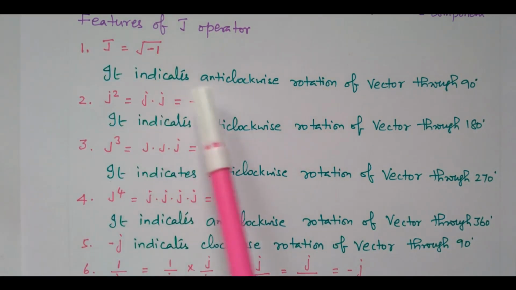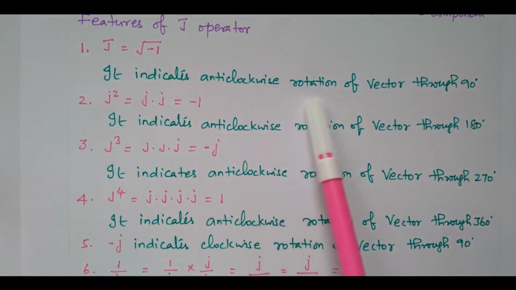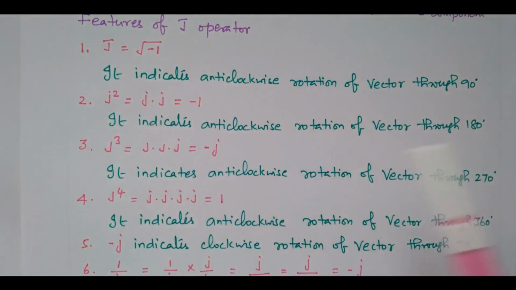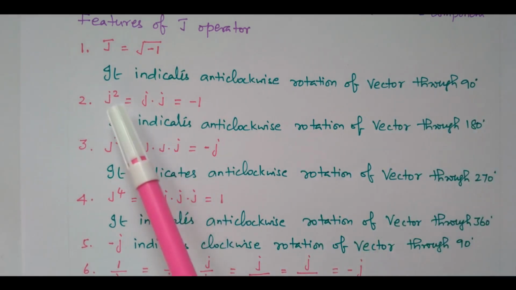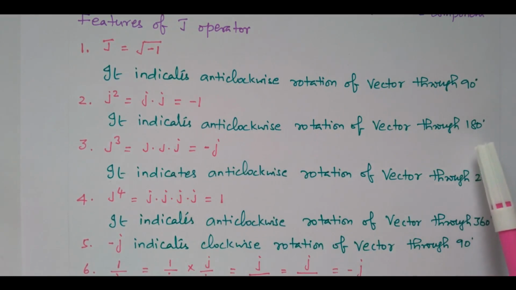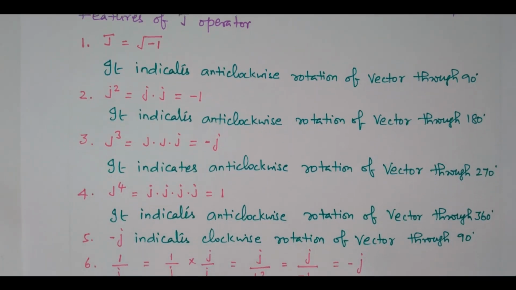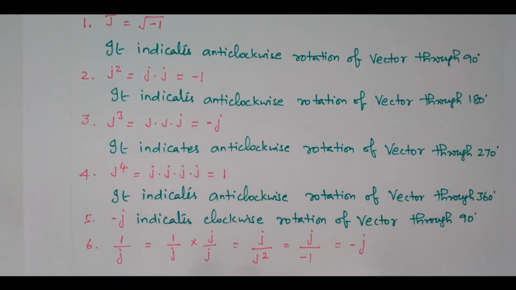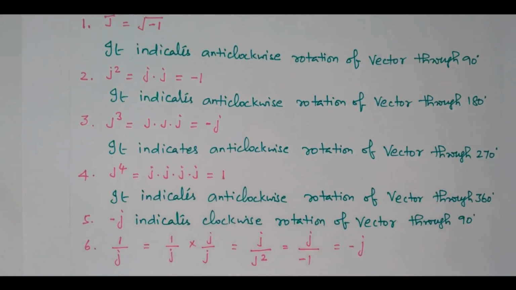What does this j indicate? This indicates anti-clockwise rotation of the vector by 90 degree. If j is available, we can see that it is rotating in the anti-clockwise direction by 90 degree. If j square is available, it is rotating anti-clockwise by 180 degree. If j cube is available, it is 270 degree. So 90 degree will increase. j power 4 means it is 360 degree. So j represents 90 degree; j square, j cube means keep on increasing.